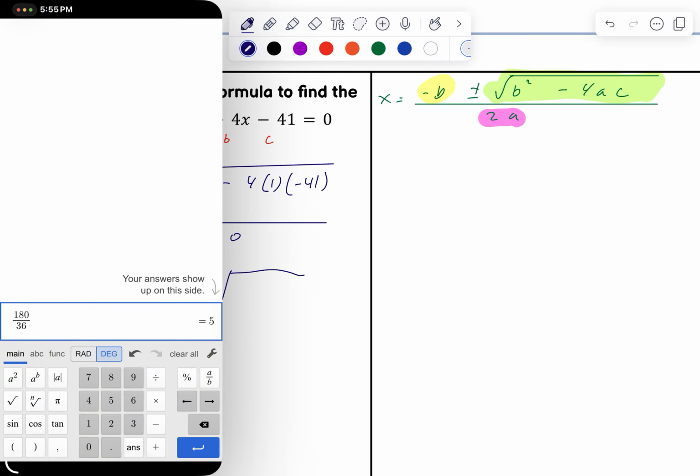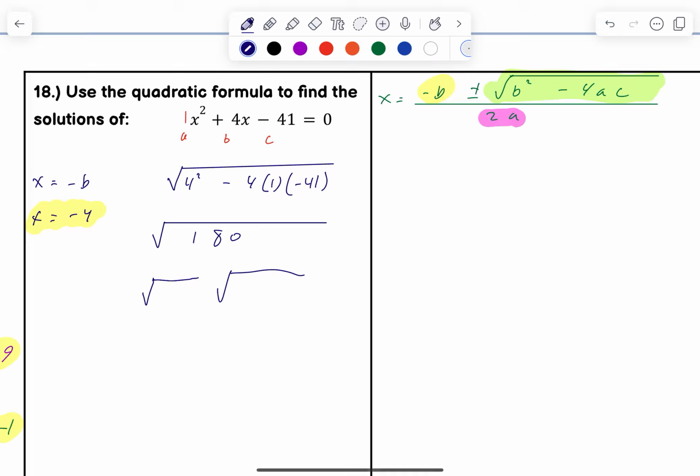And yes, I think it's going to be 5. So let's break it up. 36 and 5. But the square root of 36 can simplify, and that's going to become 6 radical 5. So our radical portion is there. Let me go ahead and highlight that in pink so I know where to put it later.